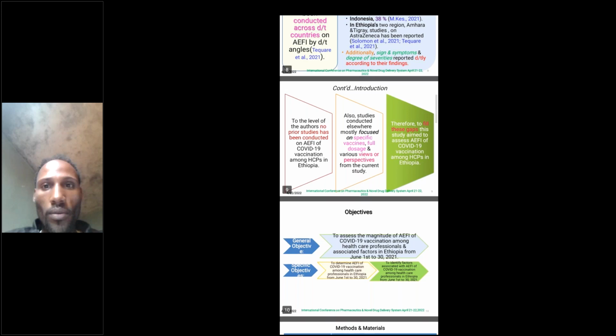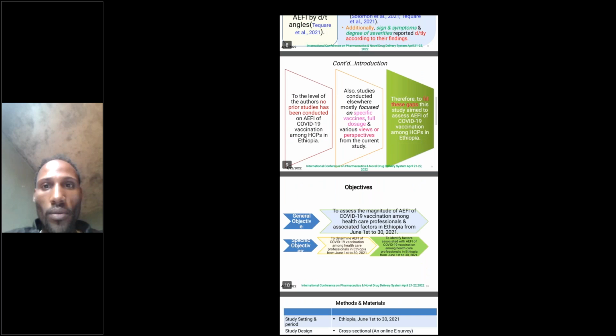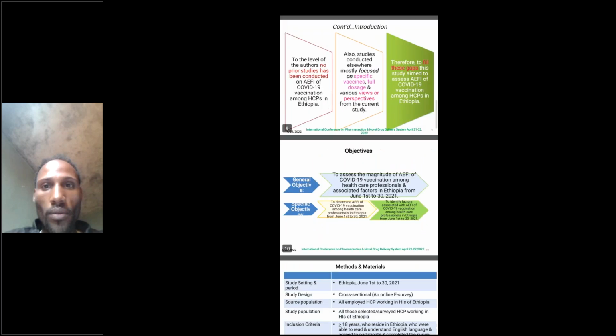So we have conducted our research on adverse effects following immunization of COVID-19 vaccination among healthcare professionals in the Ethiopian context. Our general objective is to assess the magnitude of adverse effects following immunization of COVID-19 vaccination and its factors. As a specific objective, we have determined adverse events following immunization of COVID-19 vaccination, and we have identified factors associated with the COVID-19 vaccine.